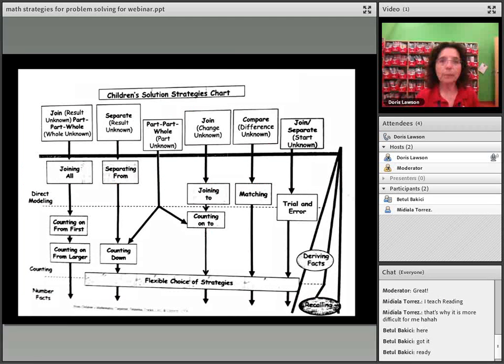Okay. This is a complete chart of your join and separate problems. What the bottom of the chart says is the kind of hierarchy that you want your kids to go through. When you're using this problem or any kind of problem you present, you want them to do some direct modeling, some counting on, some matching, and some trial and error.